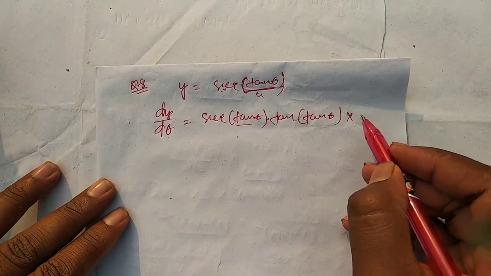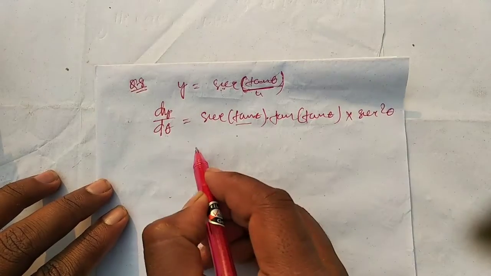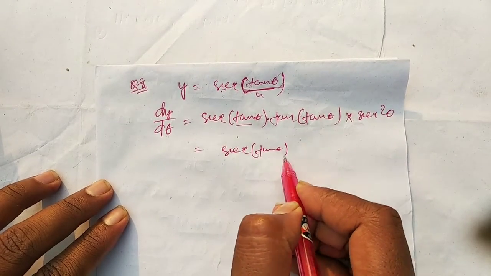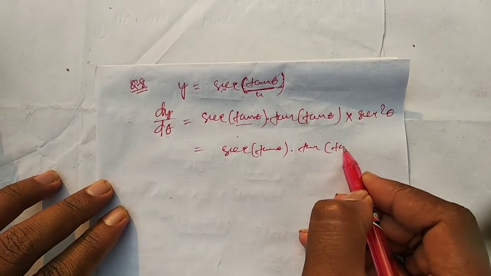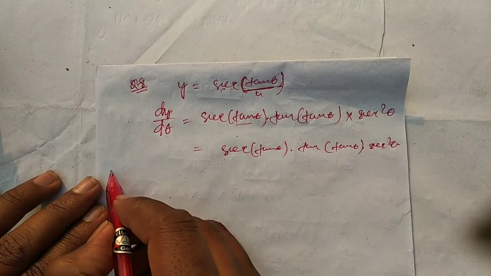Then again the derivative of tan theta, that is sec square theta. So the answer will be sec of tan theta into tan of tan theta into sec square theta. Okay, let's solve one more problem.